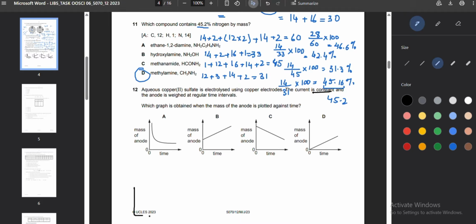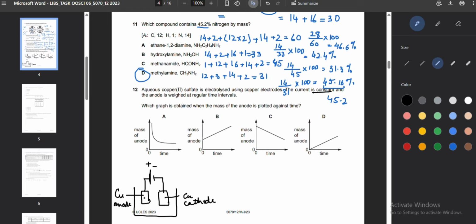So this is the cell, and one is copper anode, the other one is copper cathode. For example, if this is the anode, this one is copper cathode. Anode is connected to the positive terminal, cathode is connected to the negative terminal of the battery.